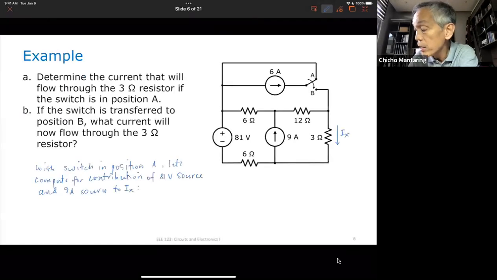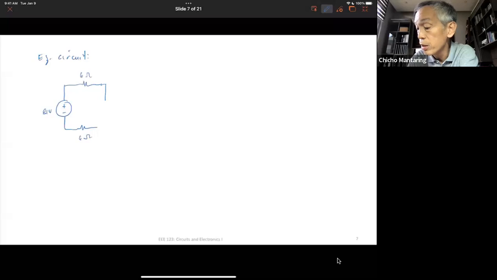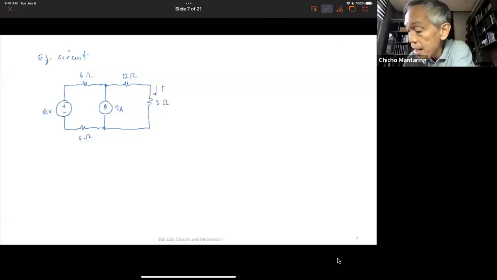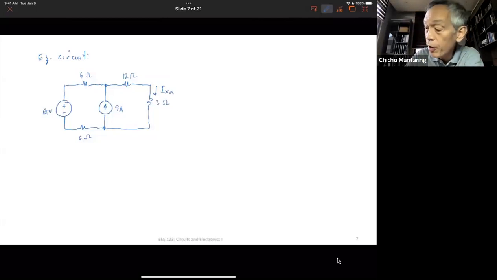Then the 9 amperes, 12 ohms, and 3 ohms. 9 amperes here. Okay. I have my 12 ohms. And then I have my 3 ohms. And I want to compute for, let me call it IXA, IXA being the current flowing through the 3 ohm resistor with these two working together.